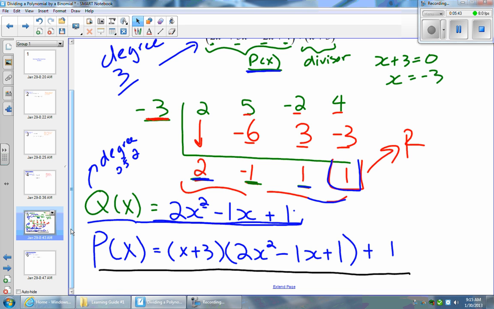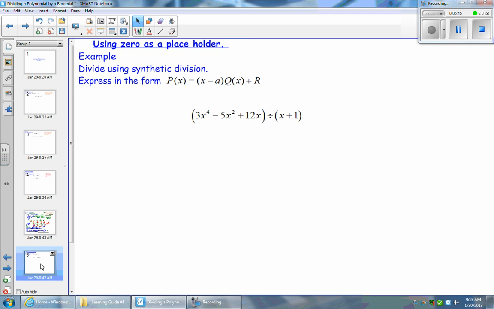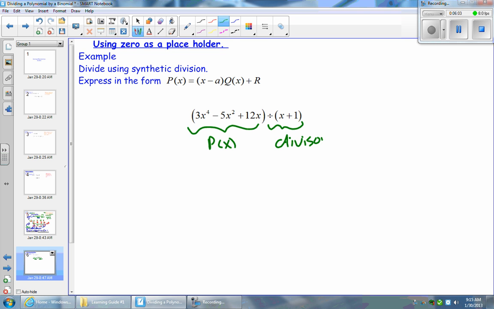There you go. So let's take a look at my next question here. This one's a little different. This is where we have to use a 0 placeholder. So let's take a look at what we have here. We have our polynomial, p of x, and we have our divisor, which is a binomial.